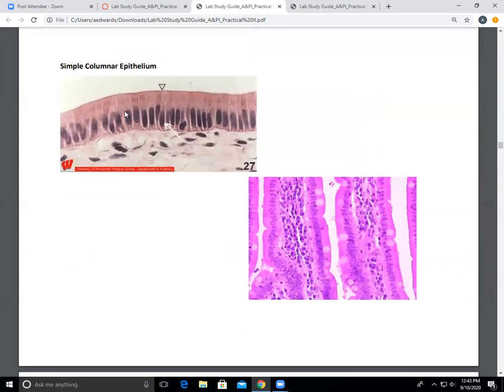Okay, one layer of rectangular shaped cells, simple columnar. Again, one layer, rectangular, simple columnar. And you can also spot the goblet cells. So that's a structure that you might have to spot on a practical. You might have to say what those goblet cells produce.